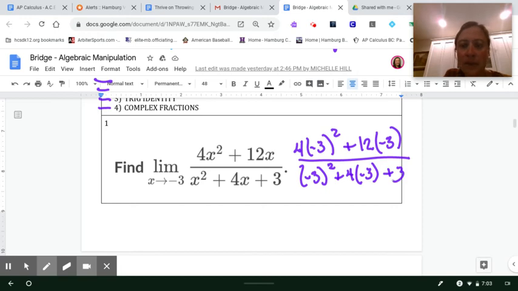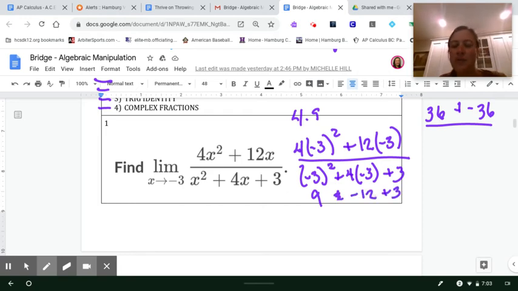All right, negative 3 squared is 9. So I have 4 times 9. So that's my 36 minus 12 times 3, or plus, I should say, plus a negative 36. All over 3 squared is 9. This is minus 12 plus 3. Now, just tips and tricks, since you can't use a calculator, I'll do the easy stuff. 9 plus 3 is 12. Minus 12 gets me that 0.